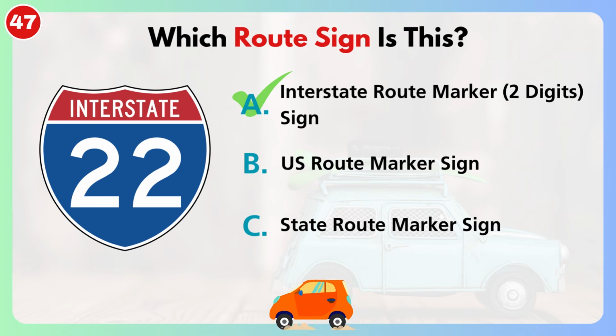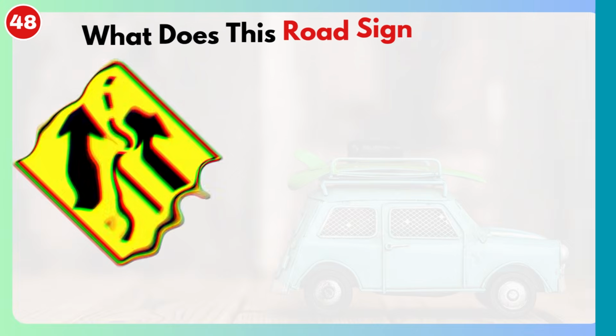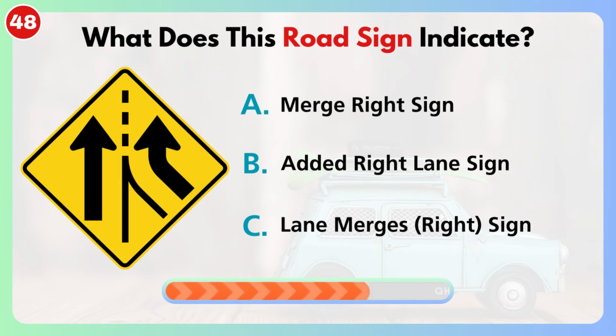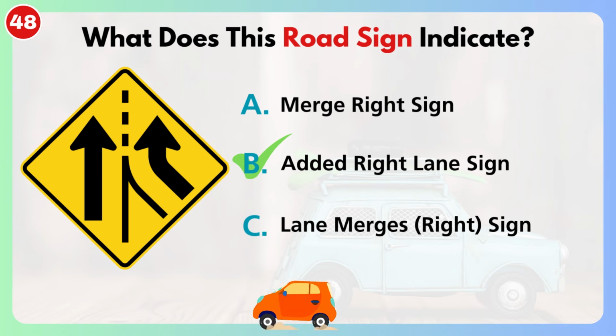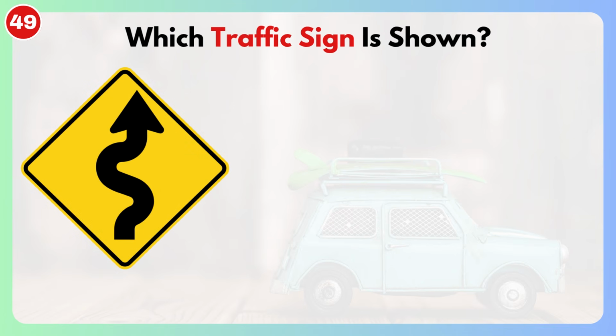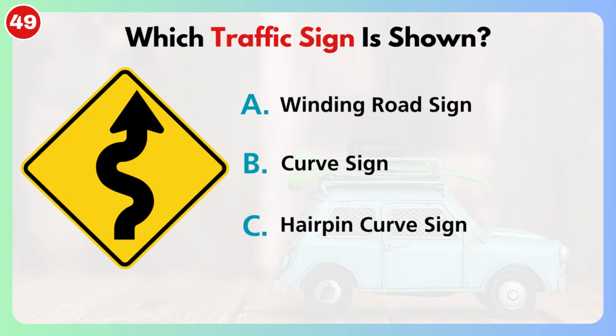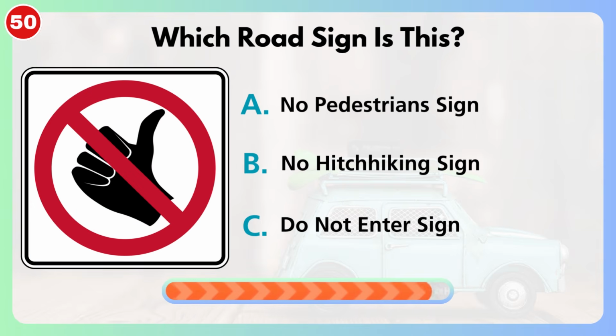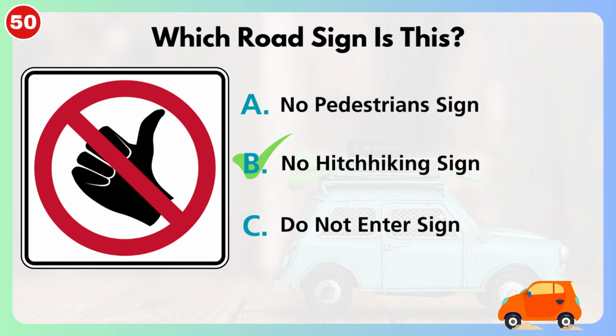Interstate route marker, 2 digits, sign. What does this road sign indicate? Added right lane sign. Which traffic sign is shown? Identify the name of this road sign. Winding road, right, sign. Which road sign is this? Flaggers ahead sign. What is this sign used for? No hitchhiking sign.